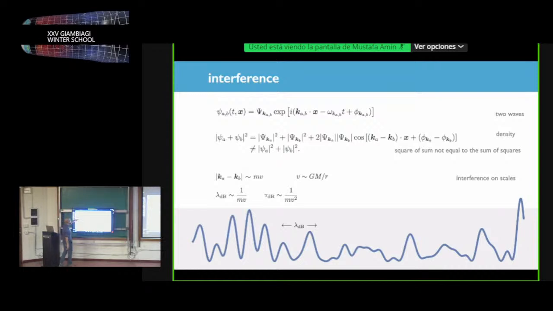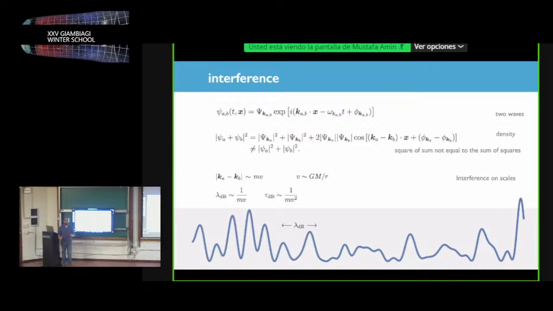If you add a bunch of such waves, not just two, but many of them with random phases, momenta and amplitudes drawn from some distribution, you will get a picture like this for the density. You get peaks and valleys, peaks and valleys, peaks and valleys. This is just coming from interference. What is the length scale? How separated are they? It's related to this mv. So it's just 1 over mv. That's the length scale of the pattern.